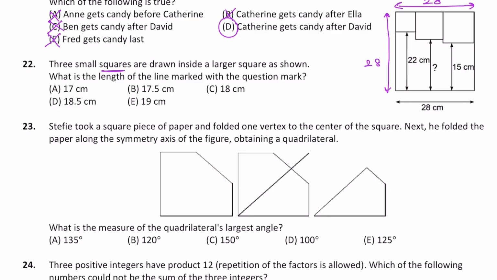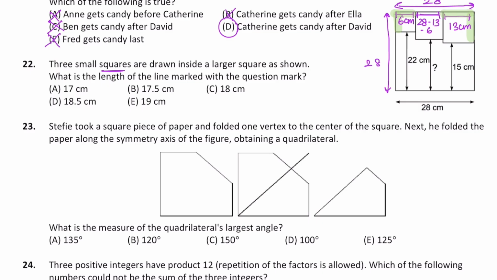If I were to find the length of this square, I would just do 28 minus 22, which is 6 centimeters. To calculate the side of this square, it will be 28 minus 15, which is 13 centimeters, right? So it'll be 6 centimeters over here because this is a square, and 13 centimeters over here. Now, because I have this and this length, I can just do 28 minus 13 minus 6 to figure out the length of the square.